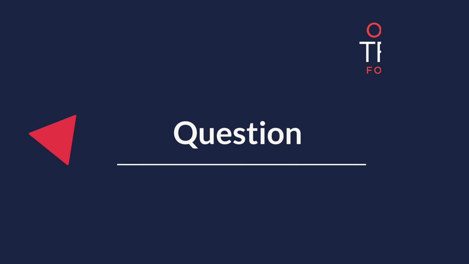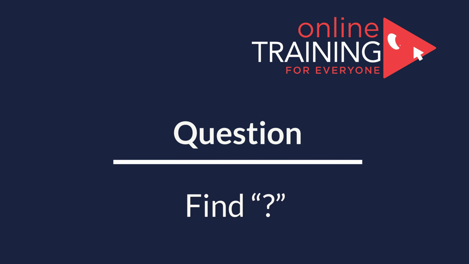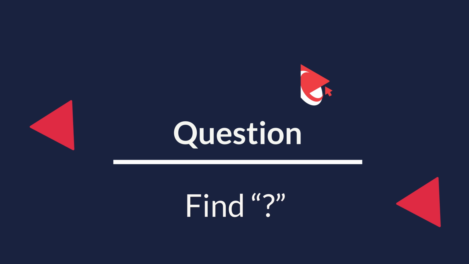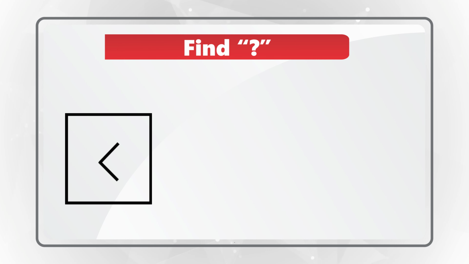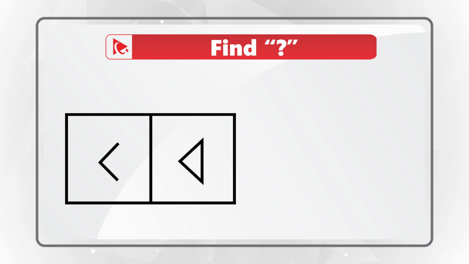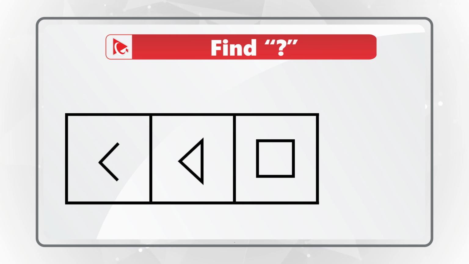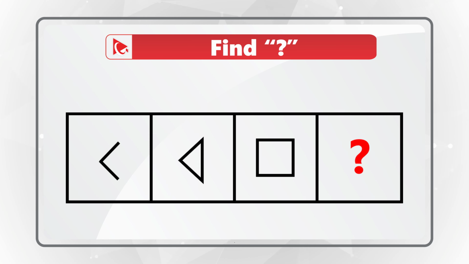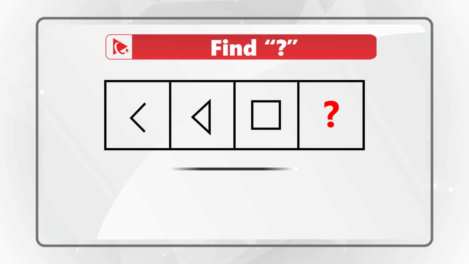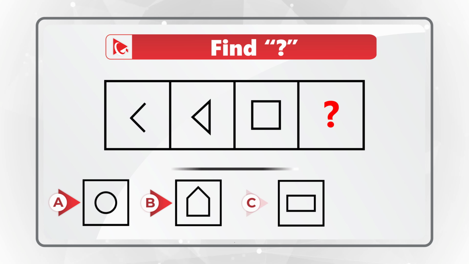Here's a wonderful question to test your analytical skills. You're presented with the series of shapes in the boxes. The first box has the arrow pointing left. Second box has triangle pointing left. Third box has a square. And then comes the box with the missing shape. You have 4 different choices to choose from. Choices A, B, C, and D.